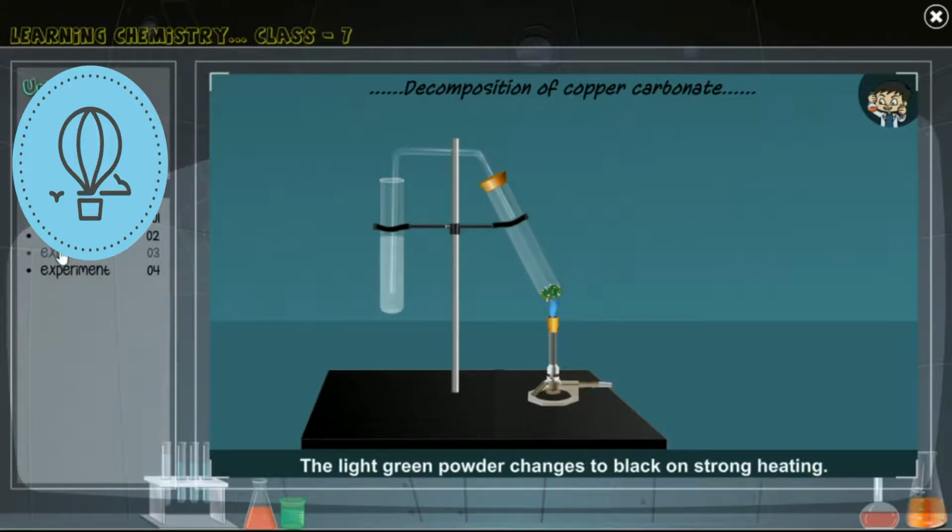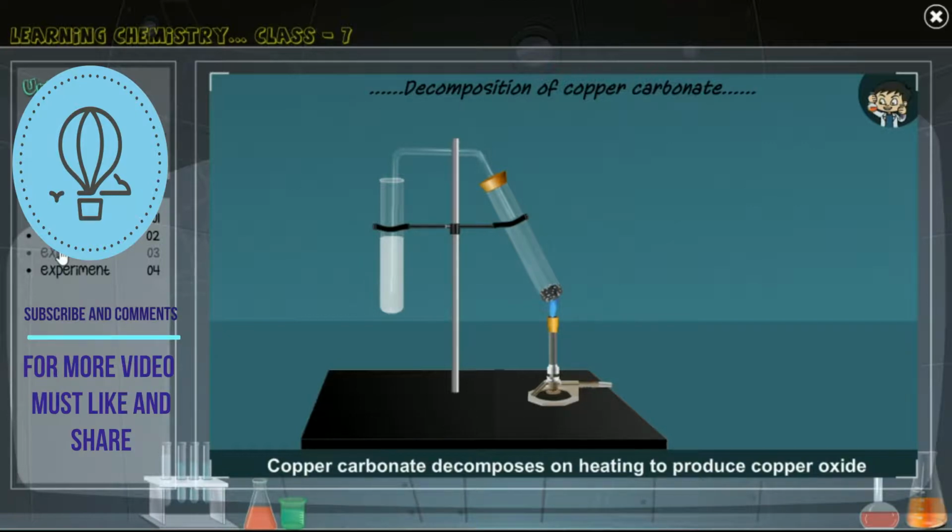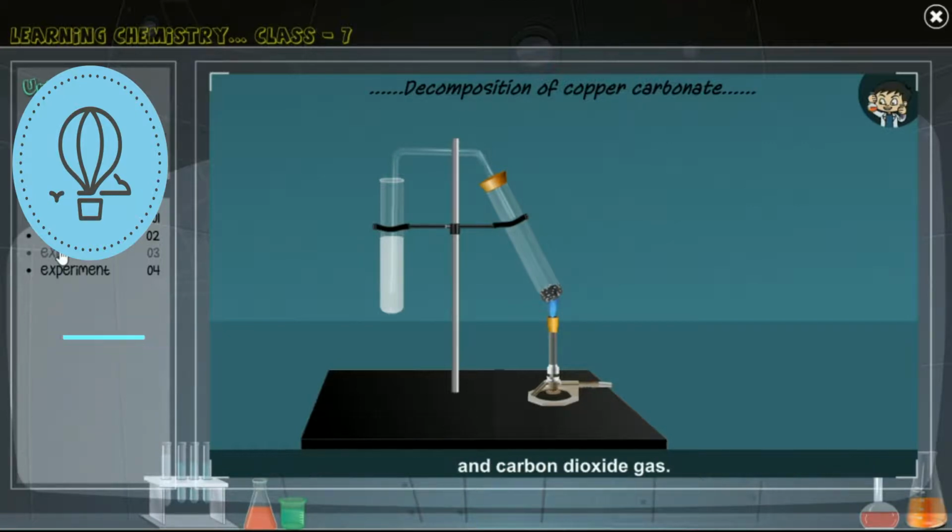Observation. The light green powder changes to black on strong heating. A colorless gas bubbles through lime water, making it milky. Inference. Copper carbonate decomposes on heating to produce copper oxide and carbon dioxide gas. CuCO3, green, gives CuO plus CO2, black.